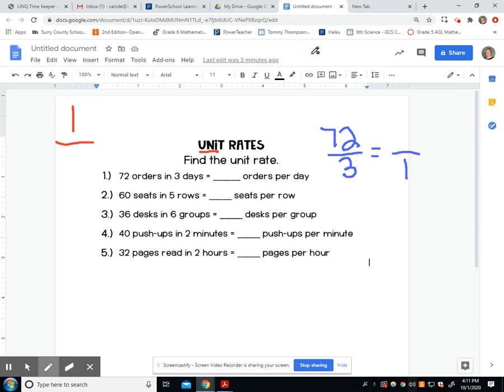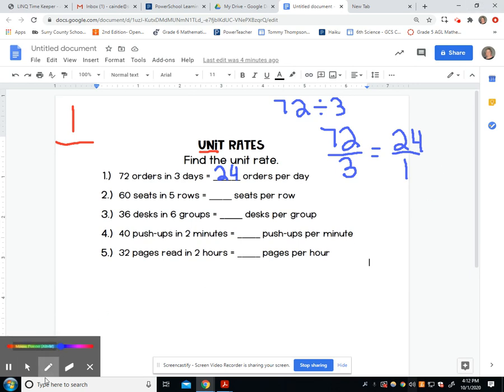What I do is I would say 72 divided by 3. And you can use your calculator for this. So 72 divided by 3 equals 24. So that means in 1 day there are 24 orders. So the answer to question number 1 would be 24.